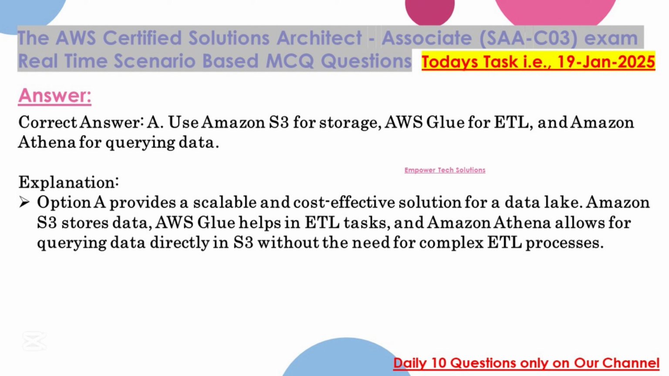Explanation: Option A provides a scalable and cost-effective solution for a data lake. Amazon S3 stores data, AWS Glue helps in ETL tasks, and Amazon Athena allows for querying data directly in S3 without the need for complex ETL processes.